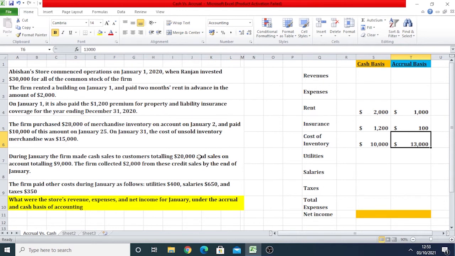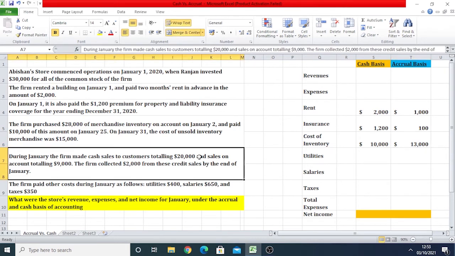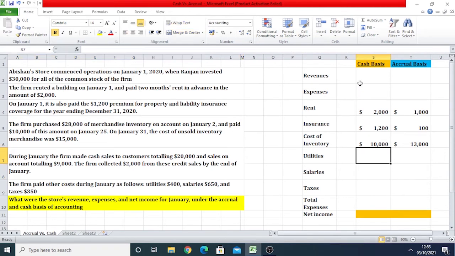During January, the firm made cash sales to customers of 20,000 and sales on account of 9,000. The firm collected 2,000 from these credit sales by the end of January. Remember, in a cash basis system, you record the revenue when the money is received, no matter when the service is performed. 22,000 was received from customers in January, 20,000 from cash sales and 2,000 collected from credit sales. So the company under the cash basis system would record 22,000 revenue in January.